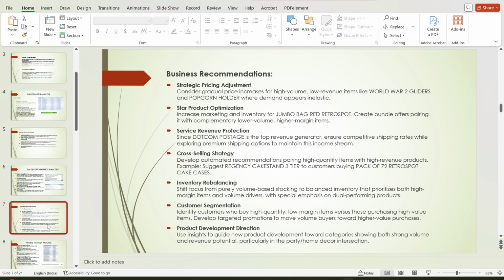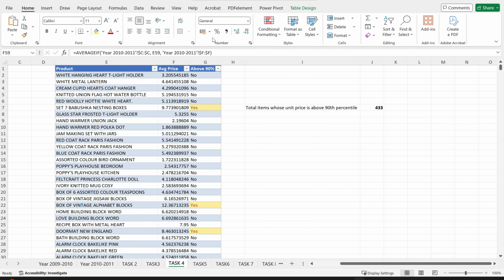So we get the business recommendations like strategic pricing adjustment, star product optimization, service revenue protection, cross-selling strategy, inventory rebalancing, customer recommendation, and product development direction. Moving into task 4, that is pricing analysis.